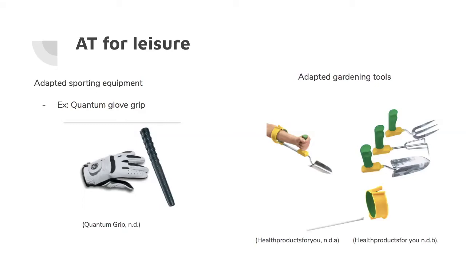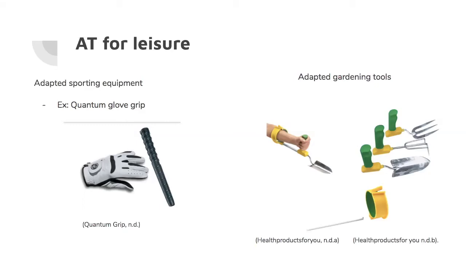Next, we have the adapted gardening tools. And these specific ones pictured on the slide are great for people who are experiencing joint pain or have decreased grip and grip strength and even low vision, because the bright colors make it easier for people with low vision to find the tools while they're gardening. And so the handles provide a better design that allows for people with those issues to grasp the tools easier.